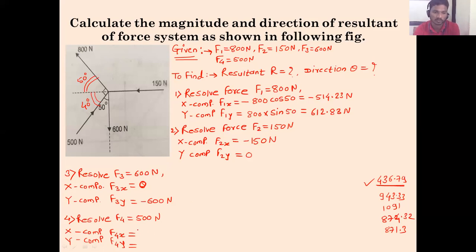The 500 Newton force. With which axis is the inclination given? Y-axis. Most important question related to this force: in which quadrant does this force lie? First quadrant. That you have to remember. At first sight, you may feel that this force is in the third quadrant.